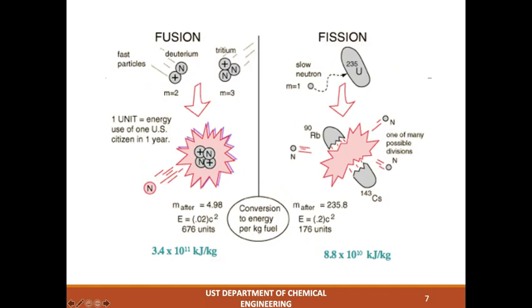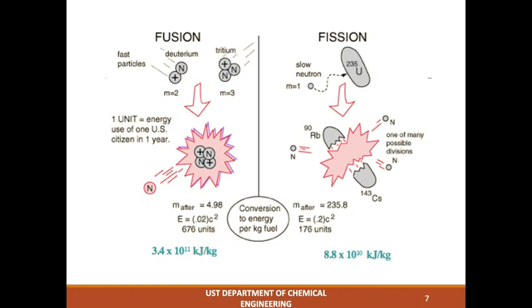The diagram on the left side is an example of a fusion reaction where a deuterium nucleus and a tritium nucleus collide at high speeds to fuse into a heavier nucleus, releasing 340 billion kilojoules of energy per kilogram. This forms an alpha particle and releases a neutron.